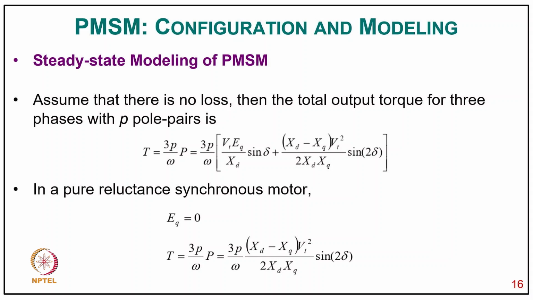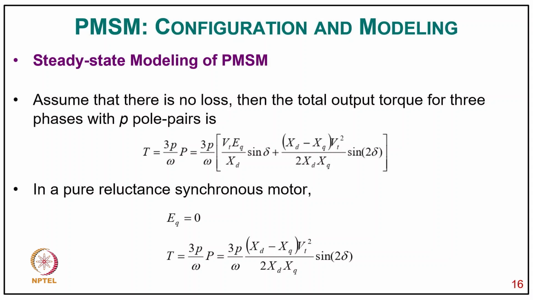So assume that there is no loss, then the total output torque for three phases with P pole pairs is equal to 3P upon omega into capital P, that is 3P upon omega in bracket VT EQ sine delta upon XD plus XD minus XQ into VT square divided by 2 XD XQ into sine 2 delta.